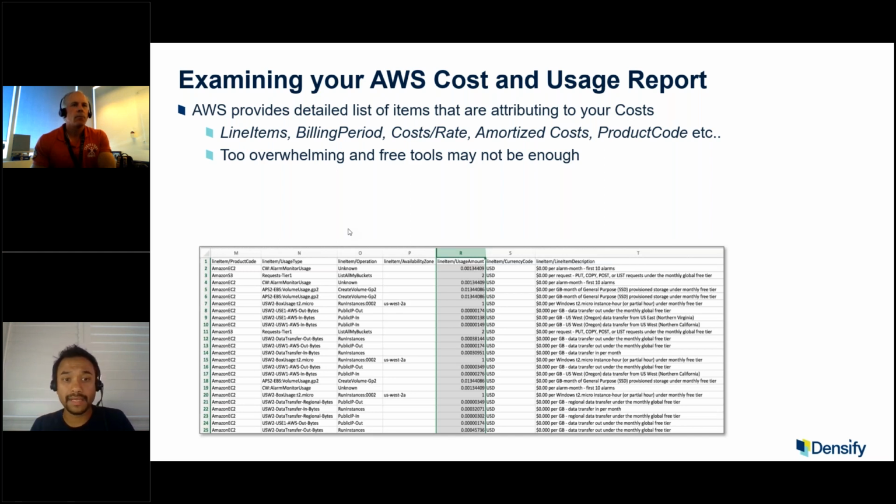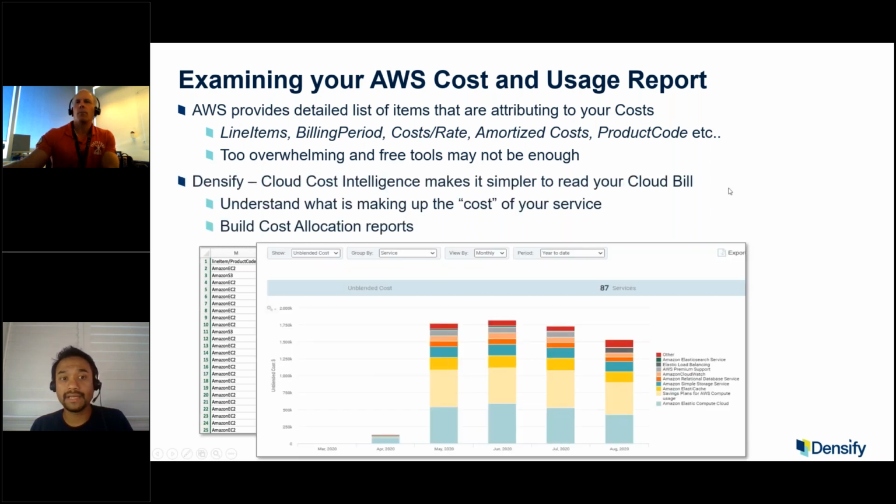And Andy, if you were to click on the next build out the slide there. So what we did here at Densify is we built what's known as the Cloud Cost Intelligence platform. We understand the pain point of going through these millions of rows of lines in an Excel spreadsheet. And what if there was a better way to visualize your bill? Perhaps you want to break it down by service, or by usage, by region, or by account, so that you can understand what really makes up the bulk of your bill from the cloud.